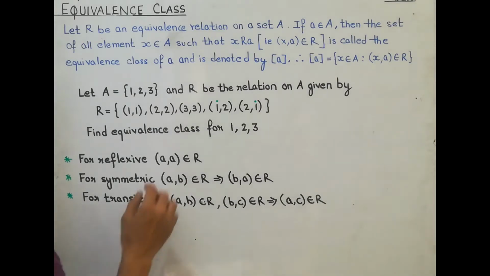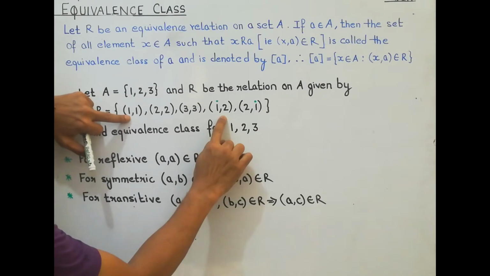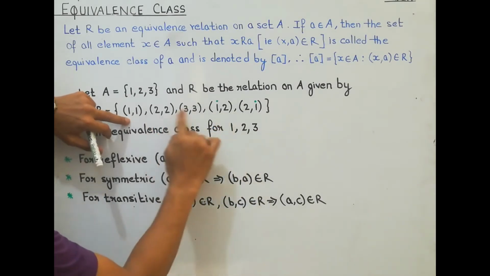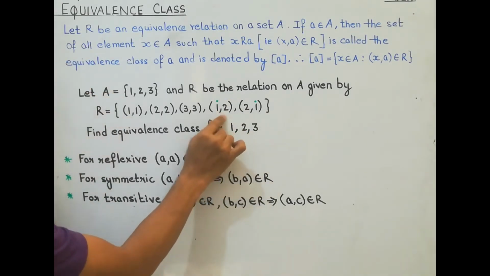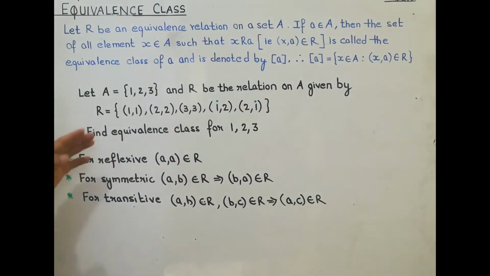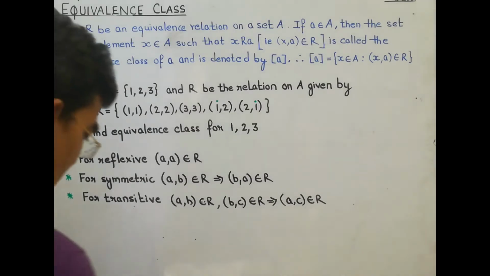transitive. Now you can see for this one also, for these two: 1 comma 1, then 1 comma 2, then 1 comma 2 should be present, it is there. So in this way, you can see the relation given to us is reflexive, symmetric and transitive. So R should be an equivalence relation. It was not given that it is an equivalence relation, but we can see that it is, because equivalence classes can be found only in an equivalence relation. So here the relation is equivalence.